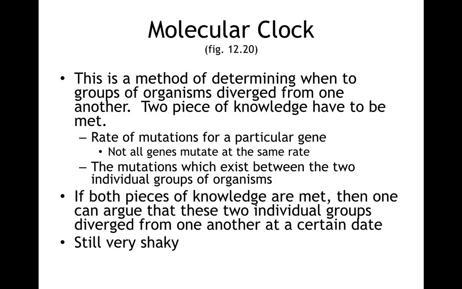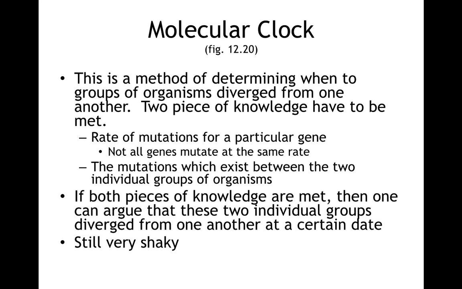So there's another thing which we can use, and this has become a recent thing. Matter of fact, when I was in graduate school, this was awfully sketchy, but this has become more of a thing through time. It's what we call the molecular clock. And the molecular clock is a method of determining when two groups of organisms diverge from one another. Okay? So 2 pieces of knowledge have to be in. One is the rate of mutation for a particular gene. Not all genes mutate at the same rate. And the reason for that is because some genes are more sensitive than others are.